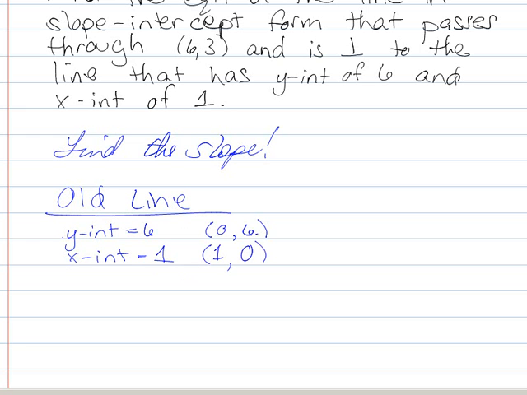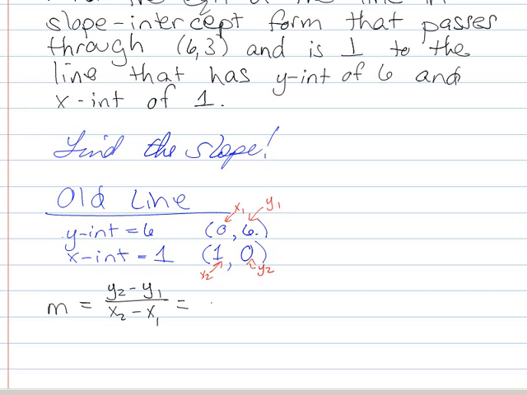So now I actually have 2 points. So how do I find the slope between 2 points? I'm going to use the slope formula: y2 minus y1 over x2 minus x1. Yep, continue to use everything constantly. We'll call this x1, y1, x2, y2.